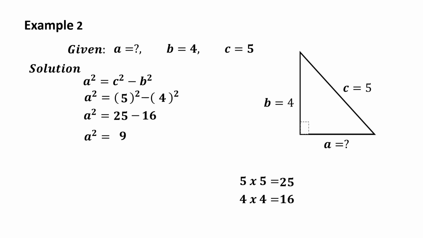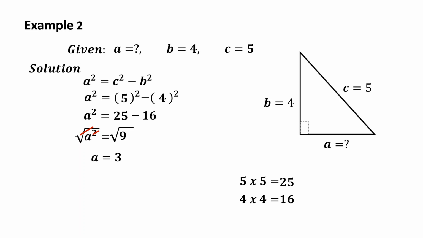Since our target is to find the value of a, we need to remove the square on a by extracting the square root of both sides of the equation. You can now cancel the square and the radical sign. So, we have a is equal to the square root of 9, which is 3. Therefore, the value or length of the a, or base, is equal to 3 units.